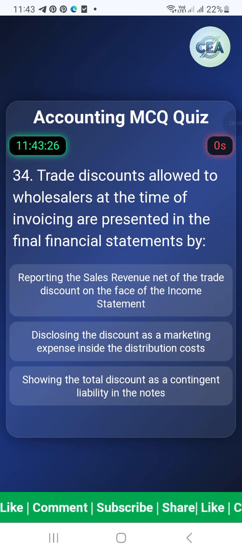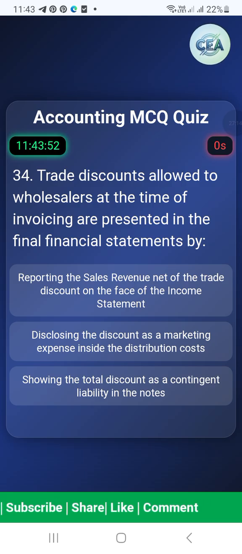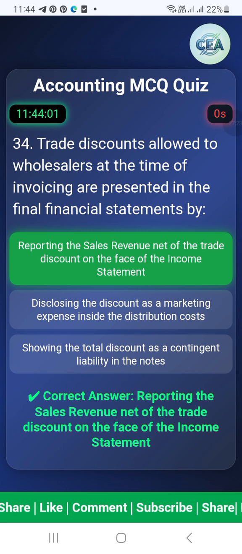34. Trade discounts allowed to wholesalers at the time of invoicing are presented in the final financial statements by: Option 1. Reporting the sales revenue net of the trade discount on the face of the income statement. Option 2. Disclosing the discount as a marketing expense inside the distribution costs. Option 3. Showing the total discount as a contingent liability in the notes. Correct answer is reporting the sales revenue net of the trade discount on the face of the income statement.